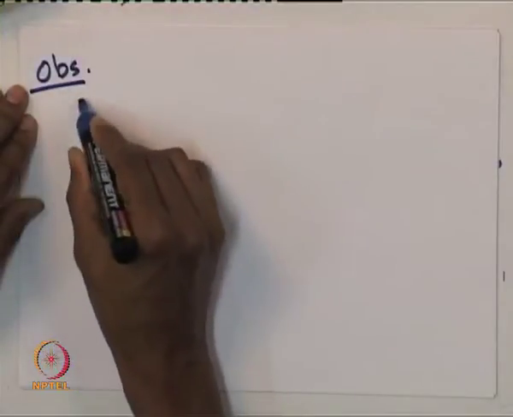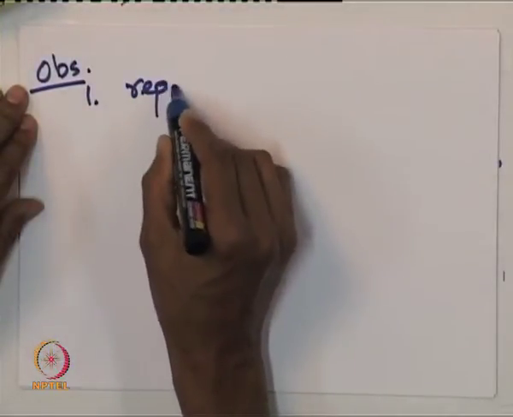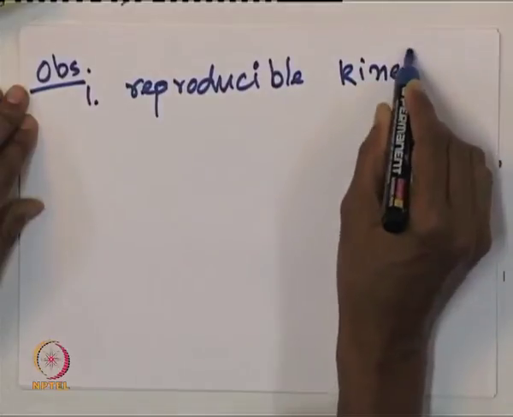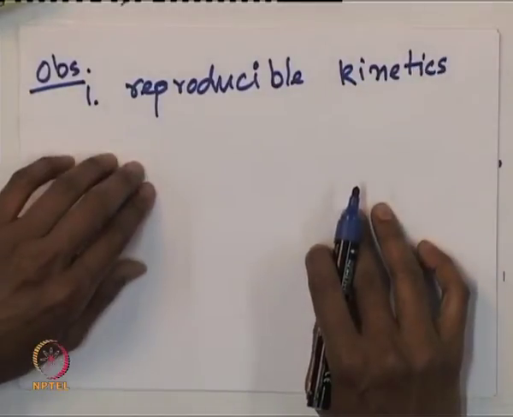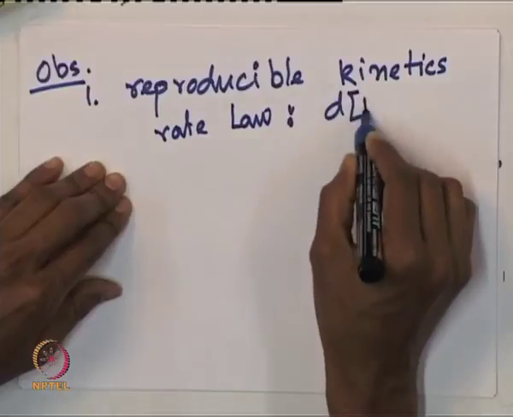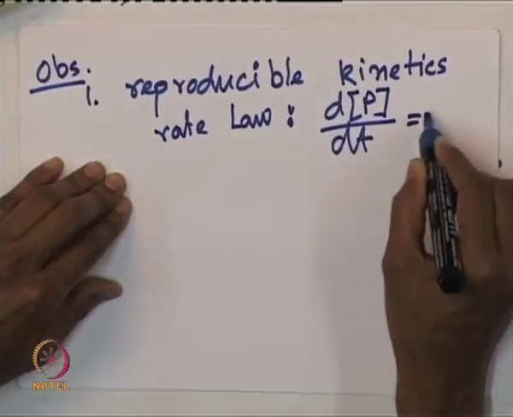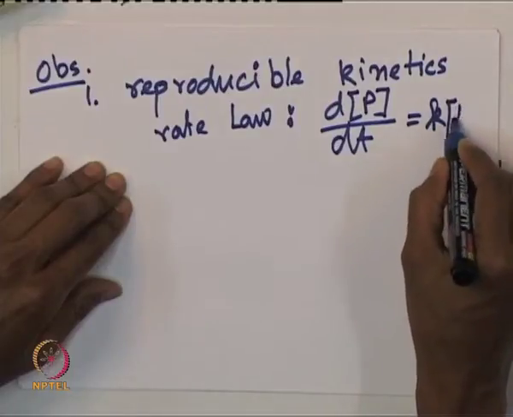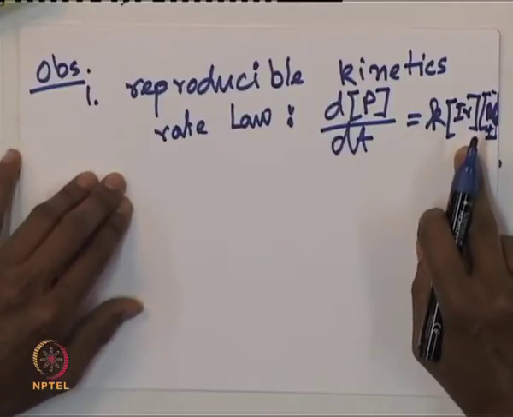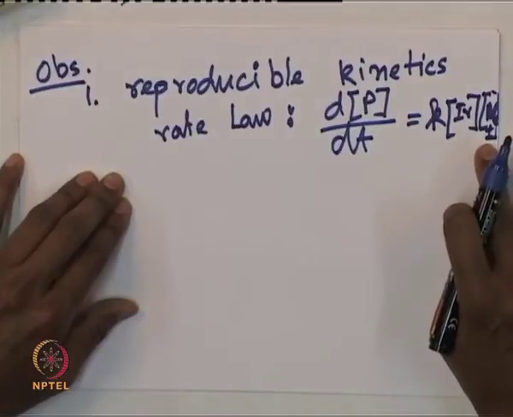That invariably means that we do not have a radical mechanism, right. So, the experimental observations for these reactions include, first of all, reproducible kinetics. Reproducible kinetics means that if you keep doing the kinetic studies, the data will be reliable and will not differ too much. The rate law for these reactions will be dP/dt equals the rate constant times the iridium complex and methyl iodide, so it will be first order with respect to iridium and first order with respect to methyl iodide.